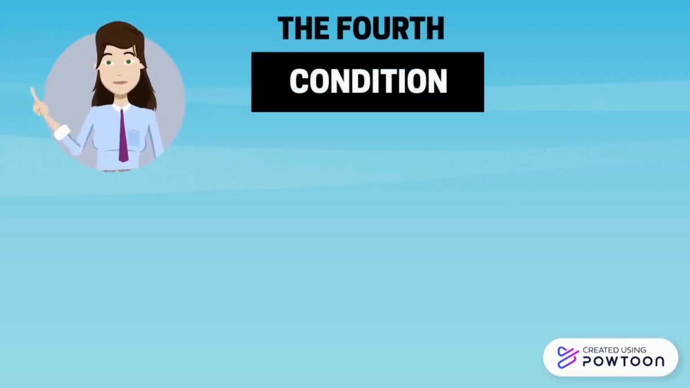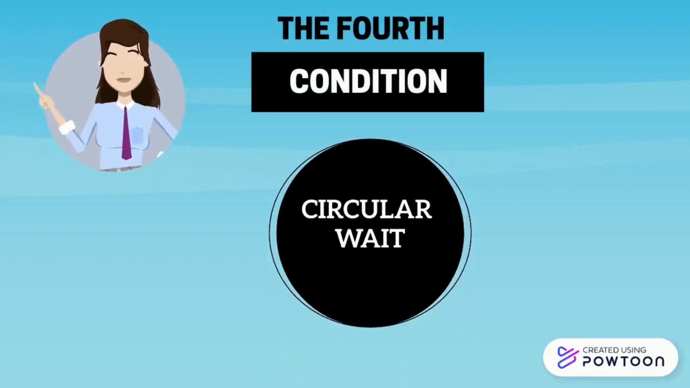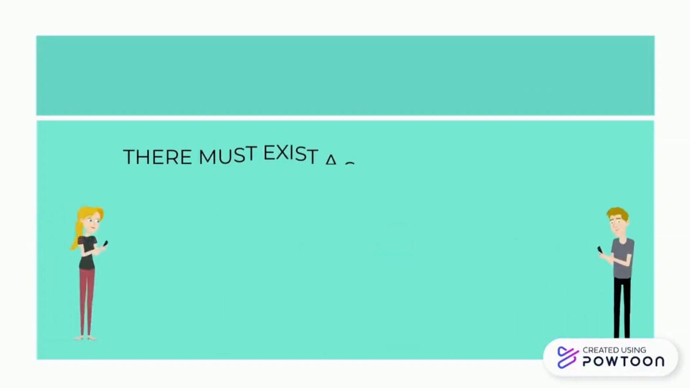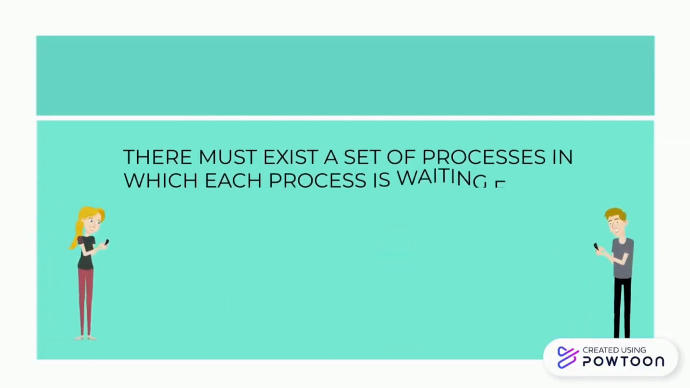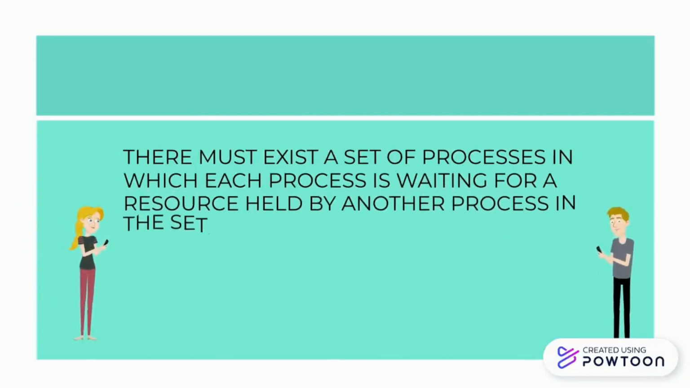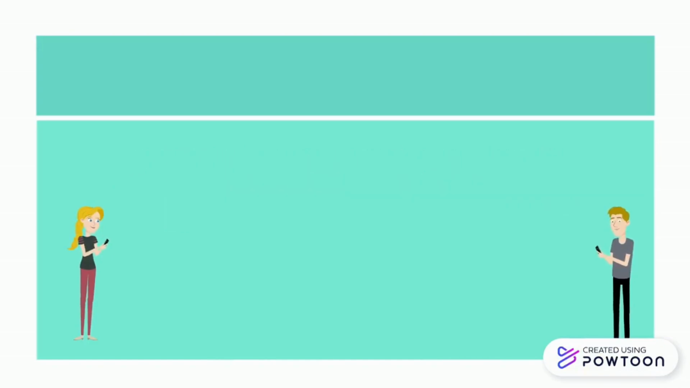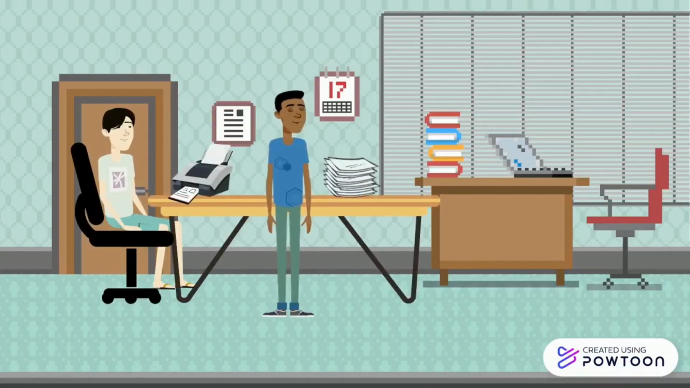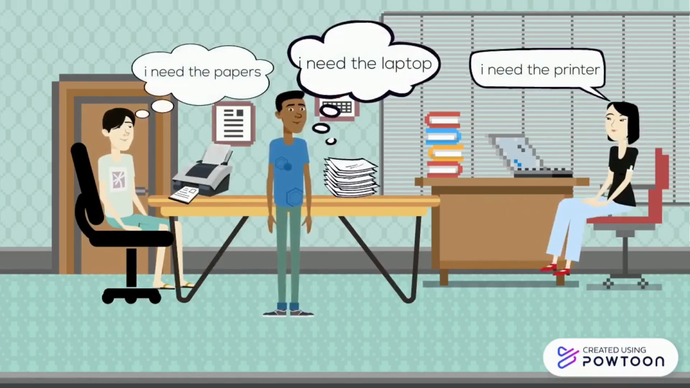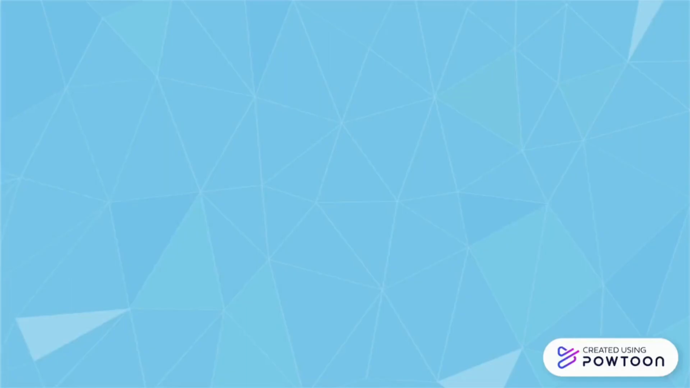The fourth condition is circular wait. It means that there must exist a set of processes in which each process is waiting for a resource held by another process in the set. This circular chain of waiting creates a deadlock scenario, as no process in the set can proceed until it acquires the resource held by another process.